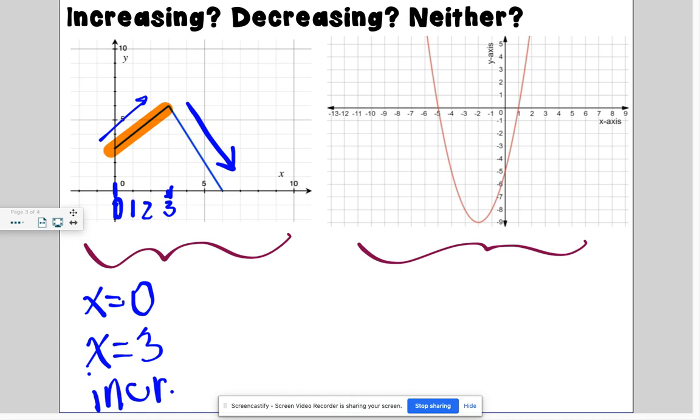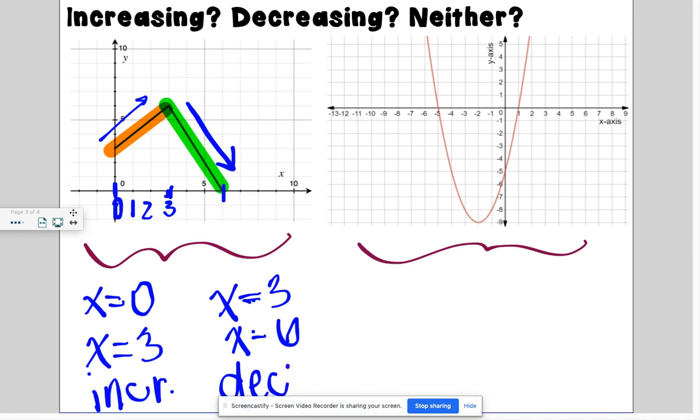But if we look at this other part of the graph, and I'll highlight this in a different color, for this part of the graph, it's decreasing. So for this second little interval from when x equals 3 until x equals 6, that's 6 right there, the graph is decreasing. Okay, so there's two different parts to it, and you're gonna have to look at specific x intervals for what that graph is doing.